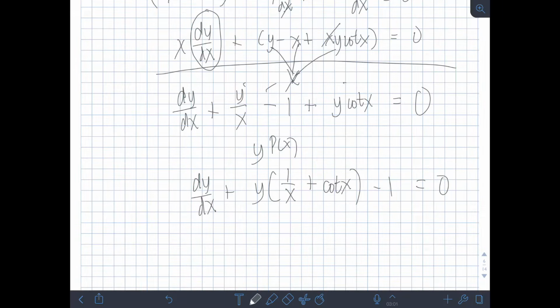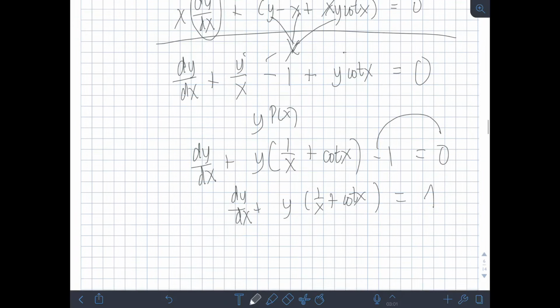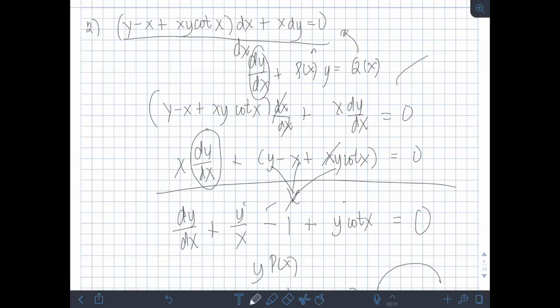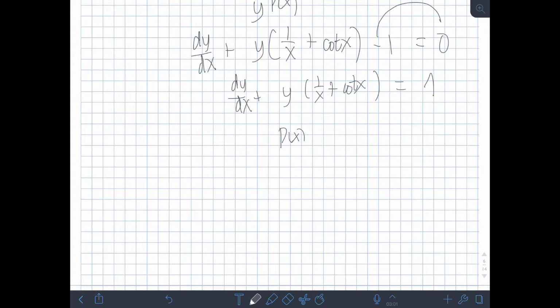Now, pwede nating i-transpose itong 1. So, dy over dx plus y (1 over x plus cot x) equals 1. Okay, so therefore, na-transform na natin itong DE in this form, right? Where yung p of x natin is 1 over x plus cot x, yung katabi nitong y, tapos yung q of x natin ay simply 1.